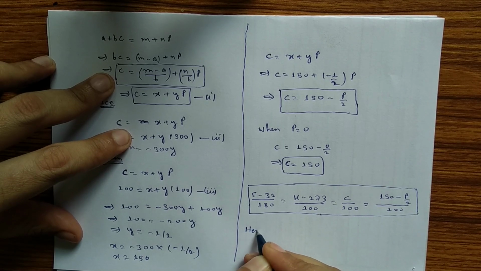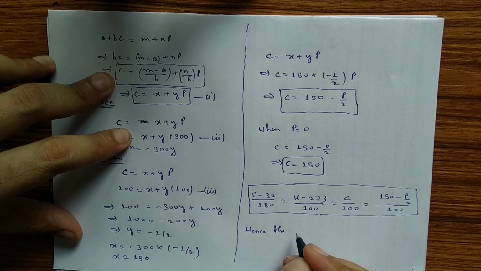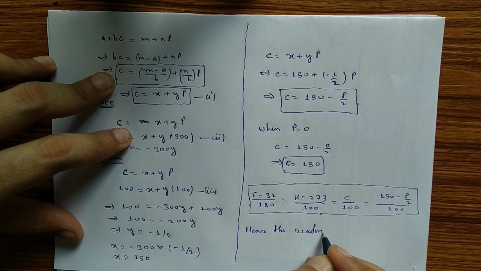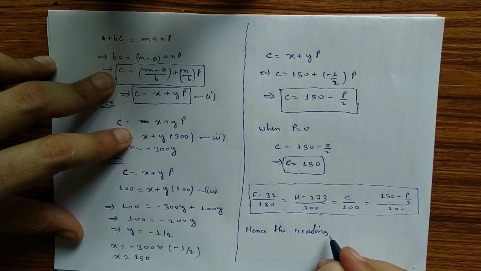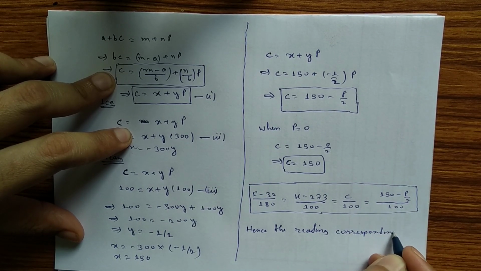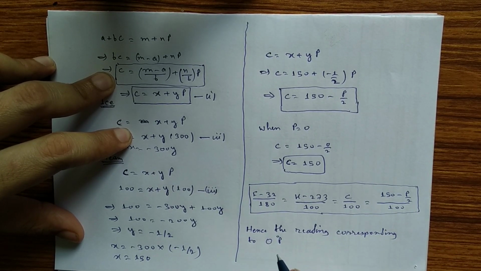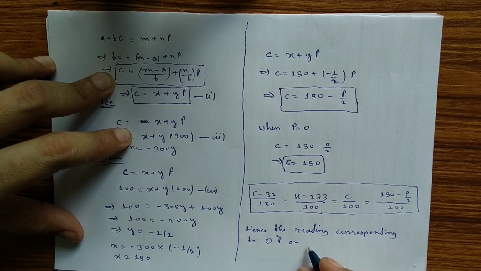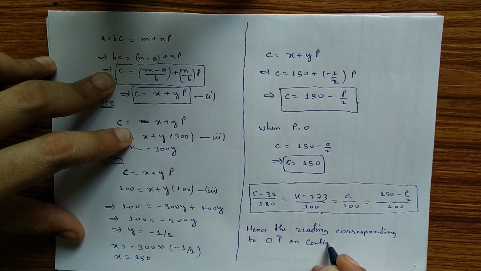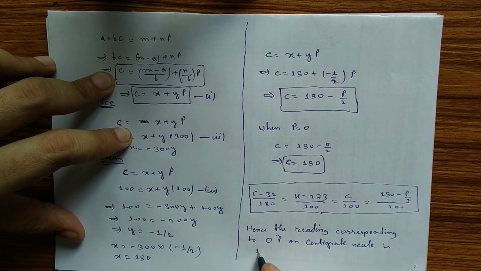Hence, the reading corresponding to 0 degree P on the centigrade scale is 150 degree centigrade.